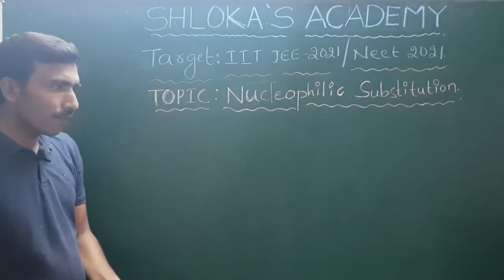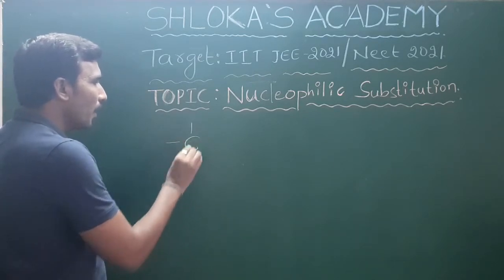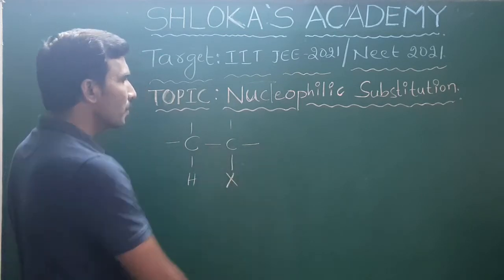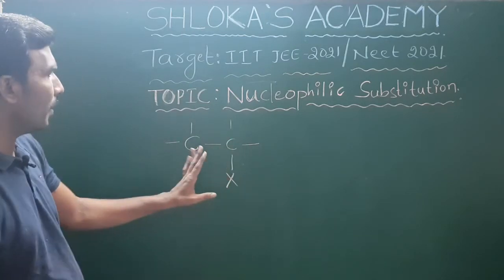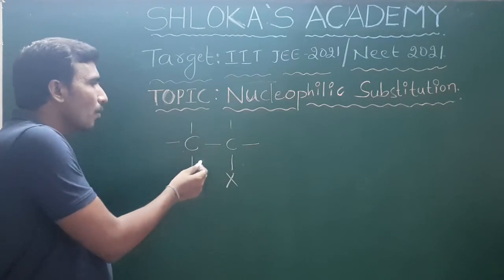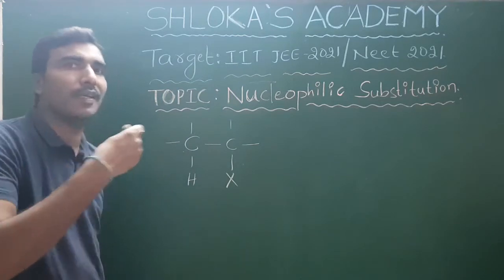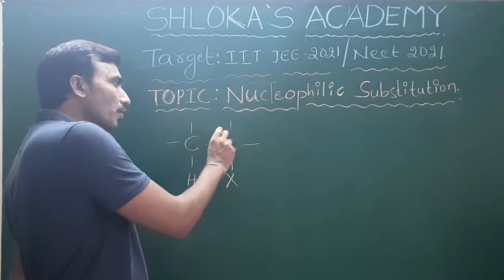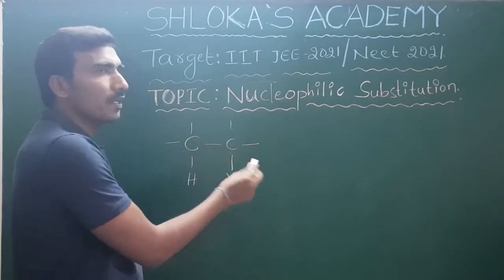Okay. So first, I am taking an alkyl halide. In this alkyl halide, if I take this carbon, here we have 4 covalent bonds. None is polar, meaning none is ready to break. And if you observe this one, around this carbon also we have 4 covalent bonds. Out of the 4, the bond present between carbon and halogen is polar.